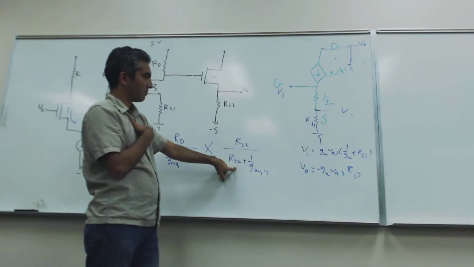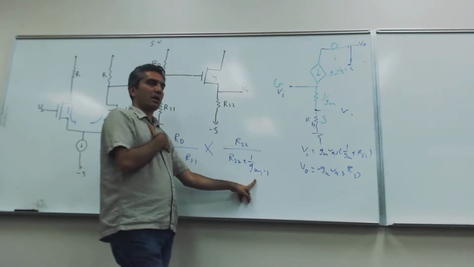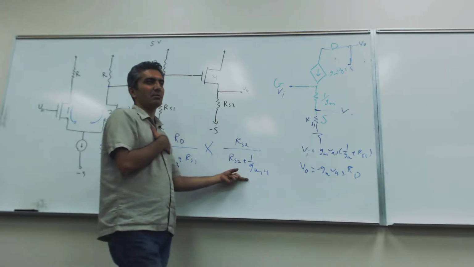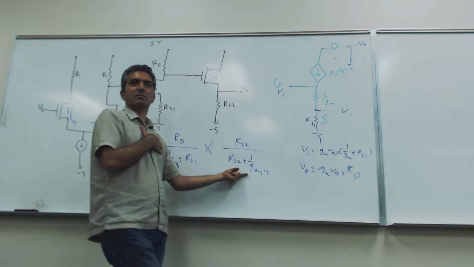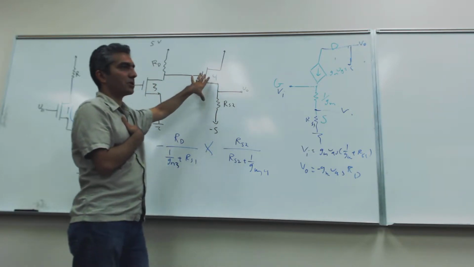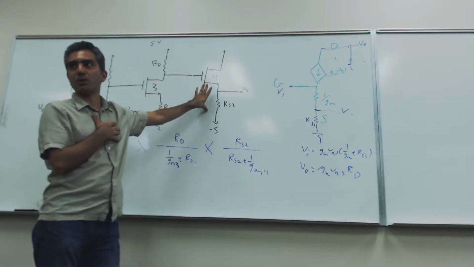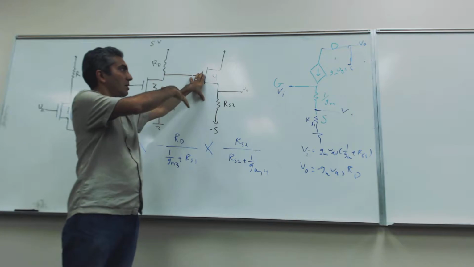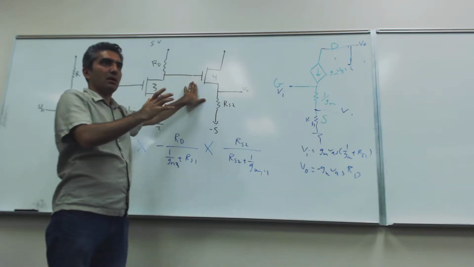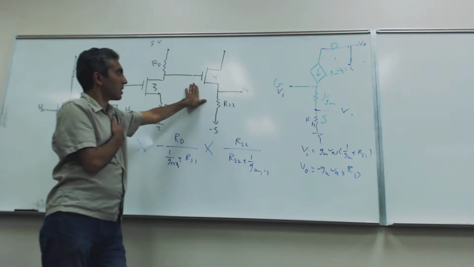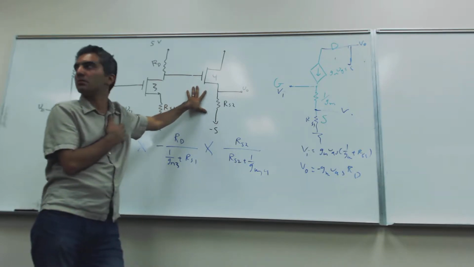1 over GM is usually a small number, and with reasonably large RS2, this is really best case. This is a gain of 1, really. So the last stage is not going to give you any gain, but it's there to give you small output resistance. You remember you need small output resistance to then connect it to a load and not lose your gain, right? So that's what it does.